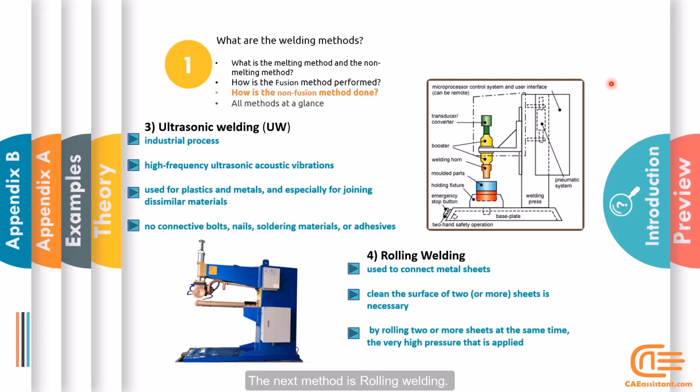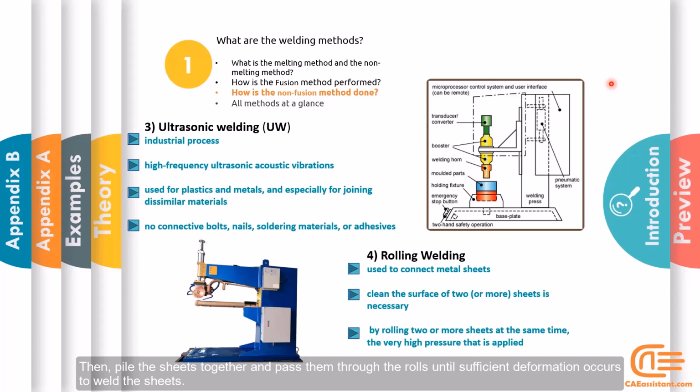The next method is rolling welding. This one is used to connect metal sheets. In this method, we need to first clean the surface of 2 or more sheets. Then pile the sheets together and pass them through the rolls unit. Sufficient deformation occurs to weld the sheets.